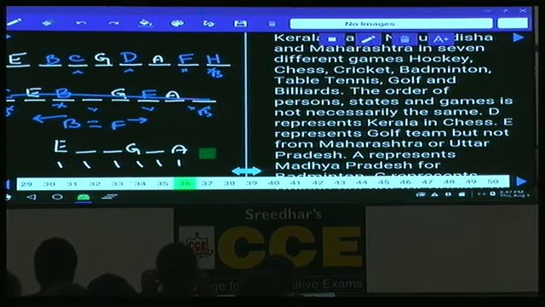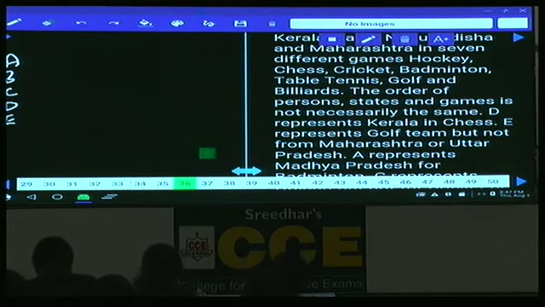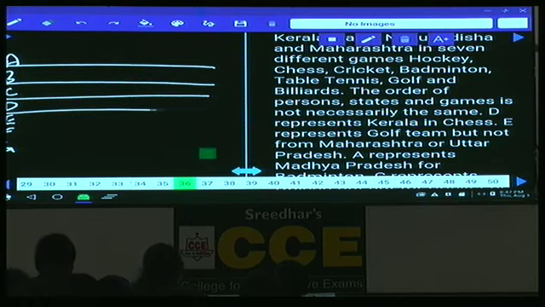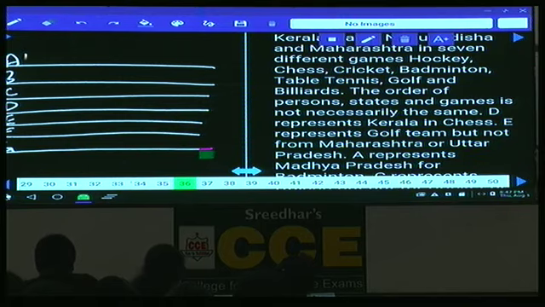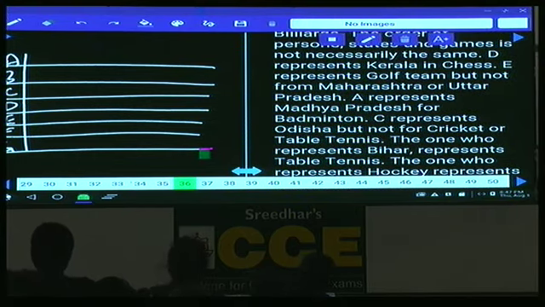Now we need to fix the persons at one place. And how many persons do we have? 7. A, B, C, D, E, F, G are the 7 persons. Now these 7 persons are like this. What are the parameters given here? Now there are 2 parameters given. One is the state and the next one is the game they play. Then the first one, golf, but not necessarily in the same order.